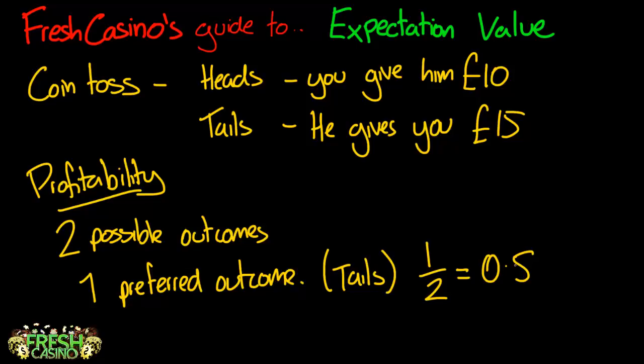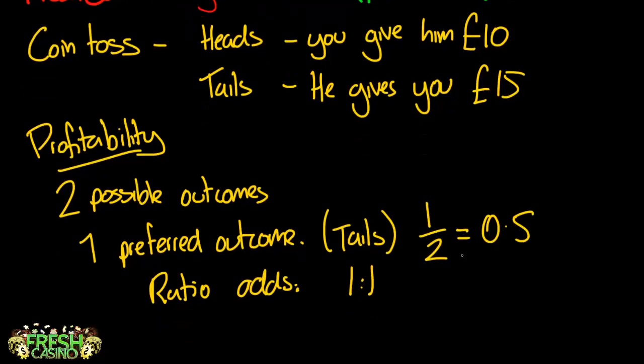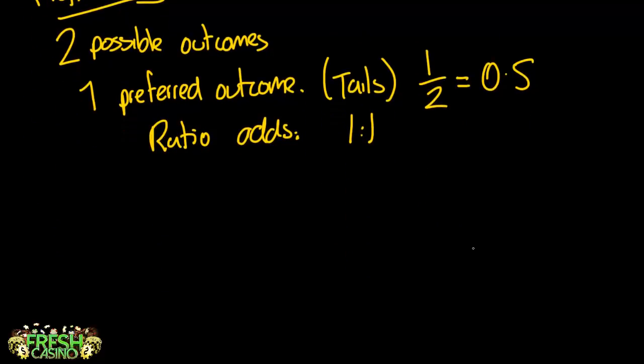Right. So our preferred outcome is, of course, that the coin lands on tails. So what's the ratio odds of that? Ratio odds would be 1:1, right? Because for every one time it will land on tails, one time it won't. So that's the basics of profitability of this scenario.